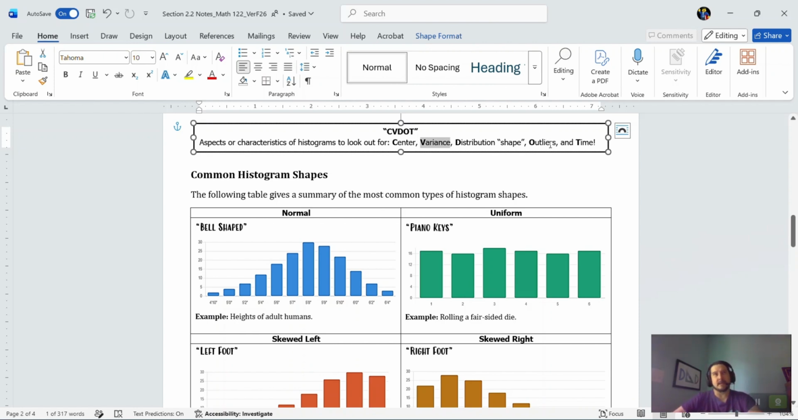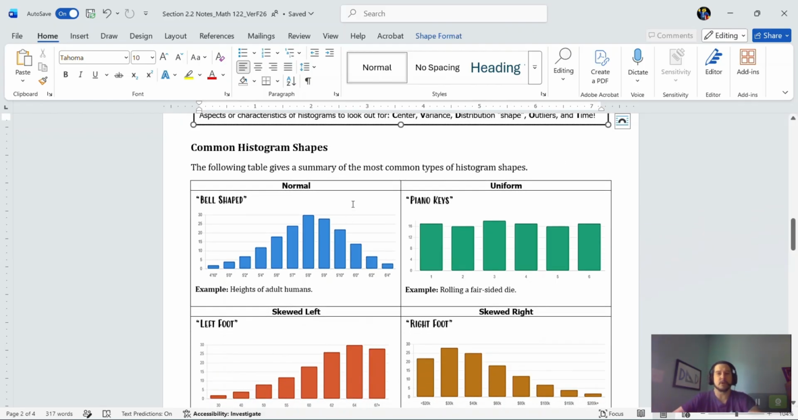Outliers, I think students probably have prior knowledge of what an outlier is coming into class, so that shouldn't be too bad. And then time, I would say, will be further understood in the section following this one, where we look at time series.